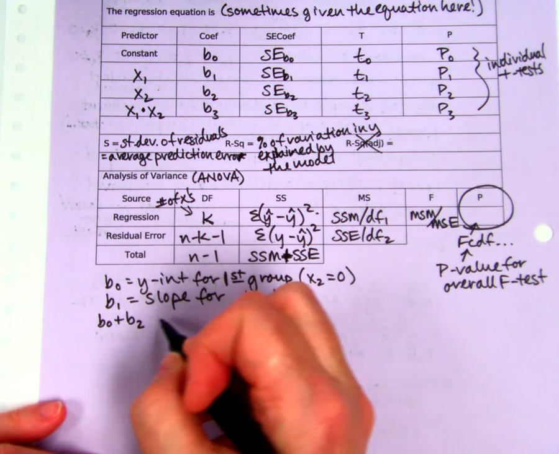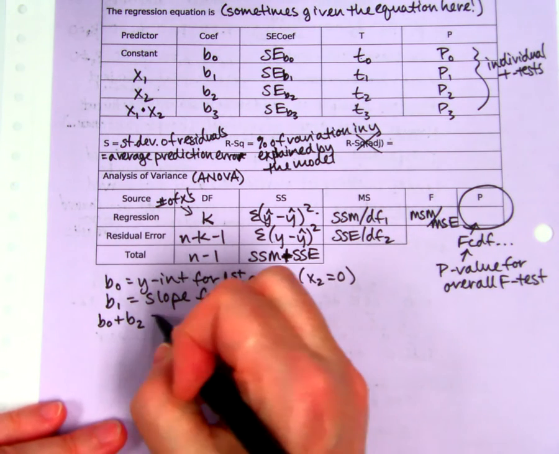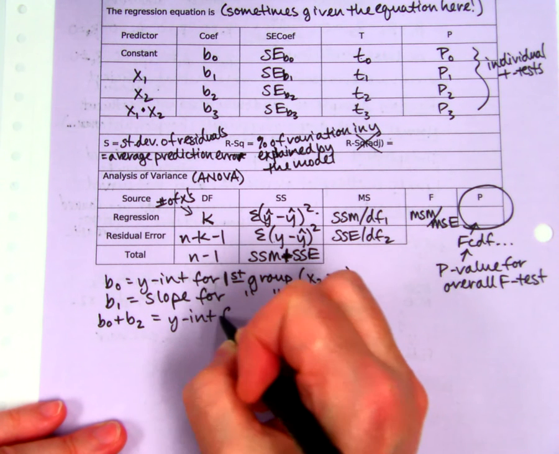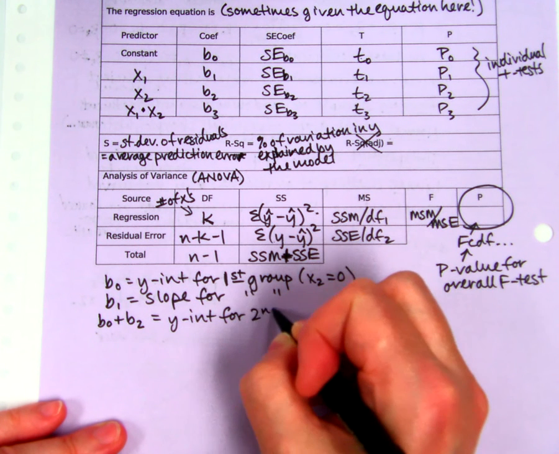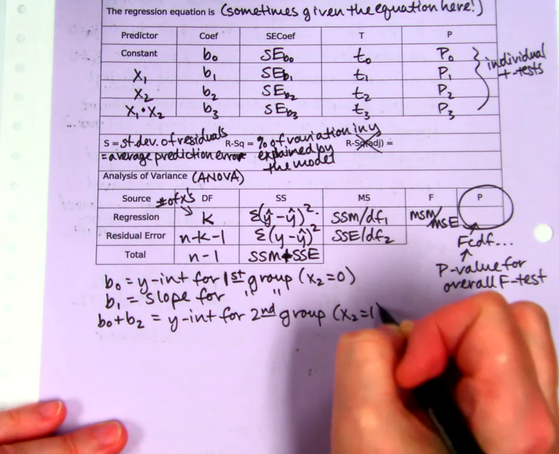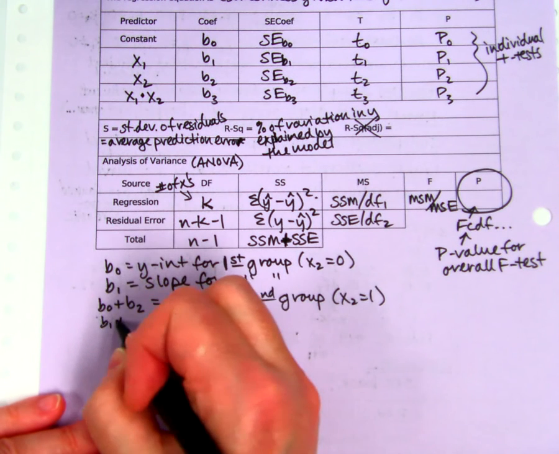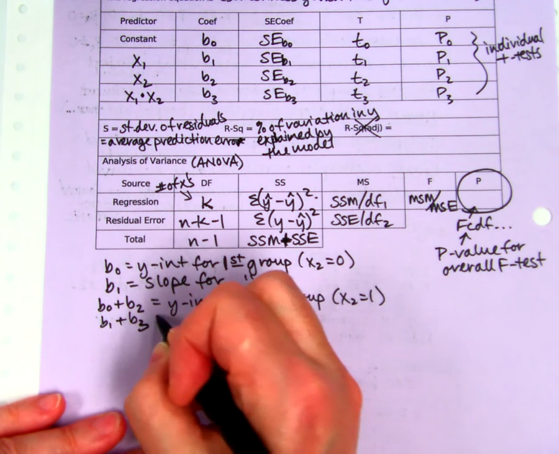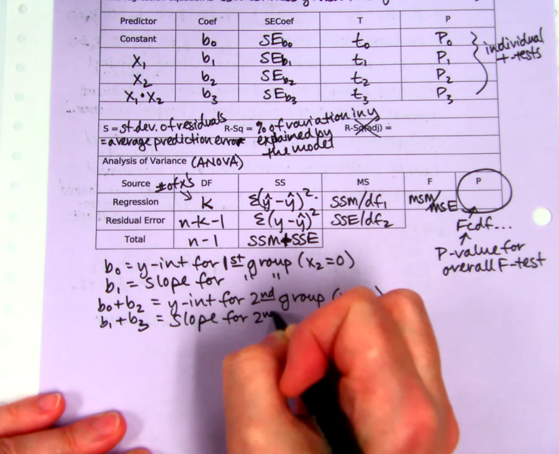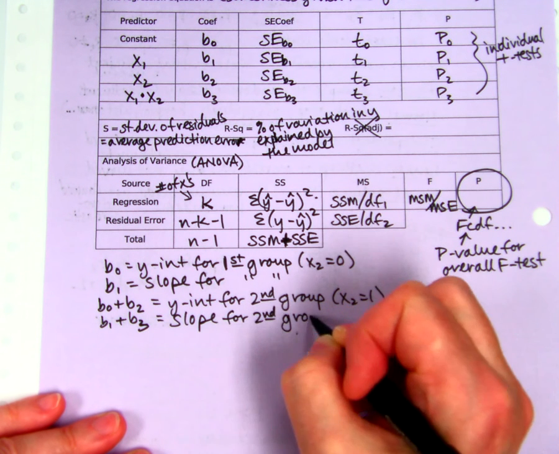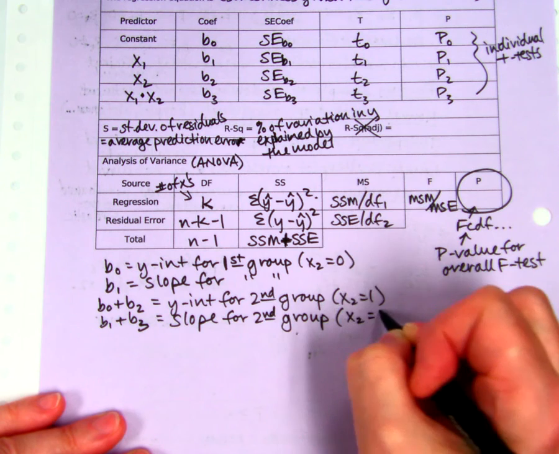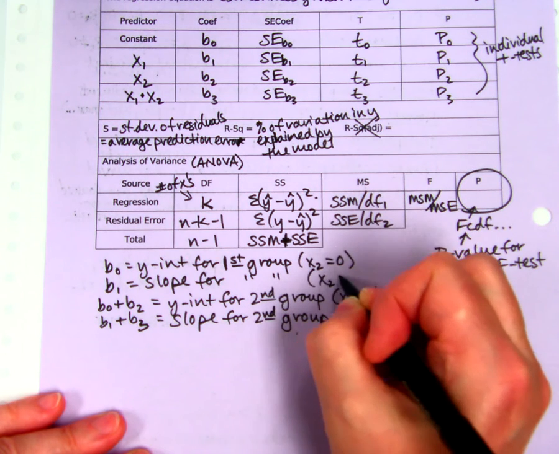b2 is the extra added on, or the difference between the y-intercepts. So if you add these together, you get the y-intercept for the second group, which is the group where x2 is 1. And if you add the odd numbers together, 1 and 3, you get the slope for the second group. So b2 and b3 are the extra added on to the y-intercept and the extra added on to the slope.